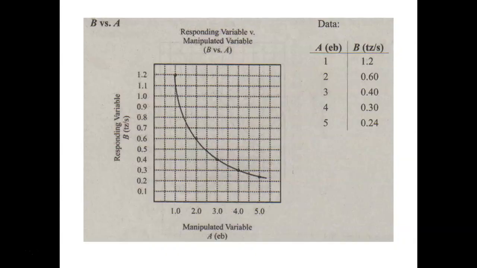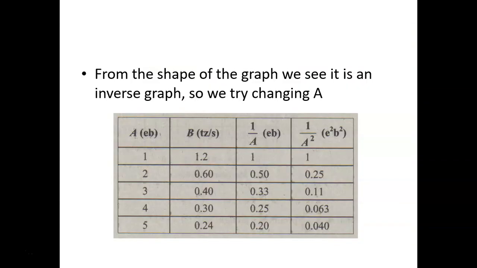So we take a look at this example here. We've got a responding variable, a manipulated variable, and the plotted data, with A and B values. The data points show one of these inverse relationships. Now, we don't know if this is 1 over x or 1 over x squared. We don't know which relationship it is.